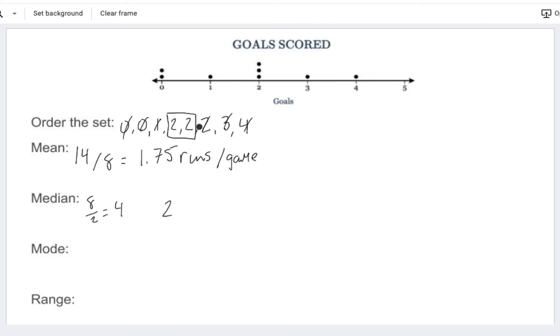The mode is obviously which one has the most dots on it. So it's easiest to see from the graph. The 2 has 3 dots, so the mode is also 2 runs. Our range, we will want to look from the greatest to the least. So the most runs they scored is 4. The least runs they scored is 0. So 4 minus 0 is 4 runs.